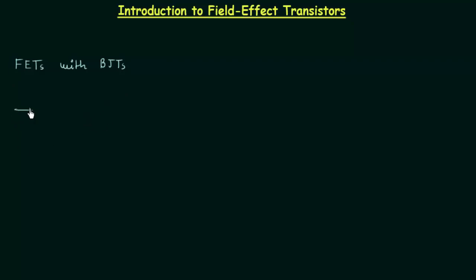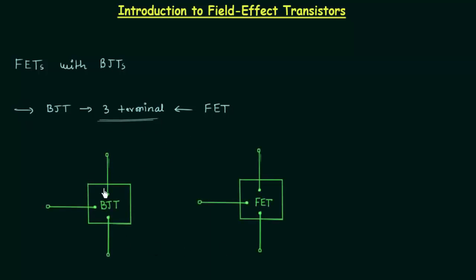Now we will move to the first point, and in this point we will talk about terminals. We already know BJT is a 3-terminal device, and like BJT, FET is also a 3-terminal device. In this figure, you can see the first box is representing the BJT and the second box is representing the FET. In case of BJT, we have 3 terminals.